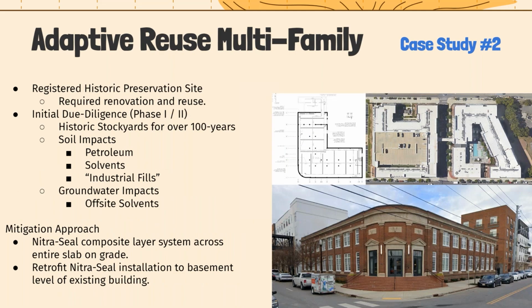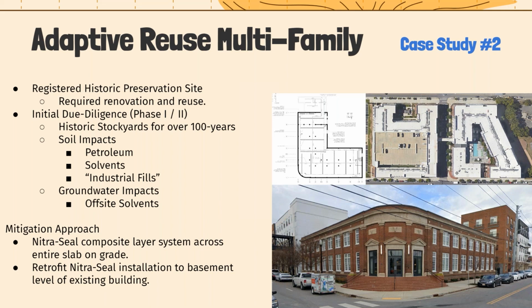future. For an adaptive reuse multifamily, this is an example where the project site had an existing building that was on historic preservation and could not be demoed. It was a stockyard for over 100 years, multiple potential sources of issues on site from those operations. The known impacts to soil were mainly petroleum, solvent, and industrial fill. As we all know, industrial fill is extremely variable and hard to identify exact sources for those different constituents we identify. Groundwater impacts included off-site solvents that were migrating towards the project site.